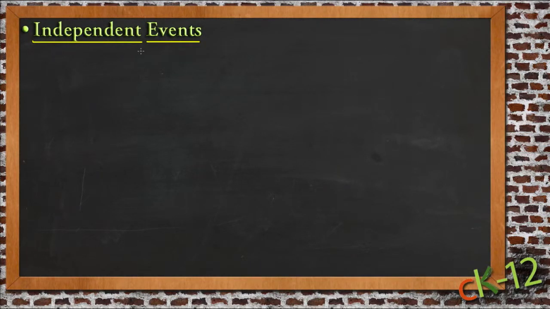When we're dealing with independent events, what we do is we take the probability of one event, say the probability of A, and we multiply it by the probability of B. So the probability of A and B, assuming they're not mutually exclusive, is the probability of the first event multiplied by the probability of the second event.